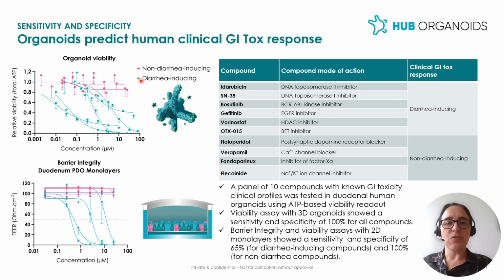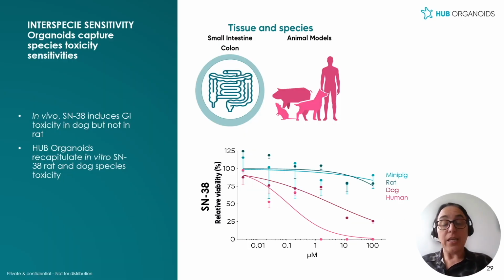We can see that these ones are indeed showing at different levels with different IC50s, either an impact on the viability of organoids as 3D structures or an impact on the barrier integrity when we plate them as 2D monolayers. And another aspect of our technology that can support the toxicology space is identifying the value of having animal-derived organoids from different species in gastrointestinal toxicity.